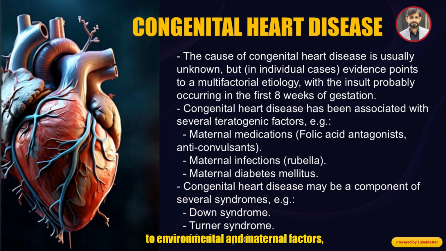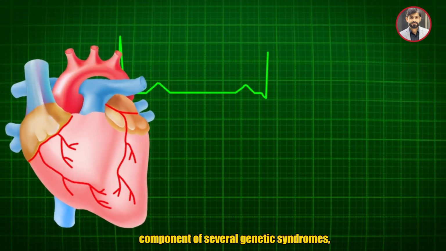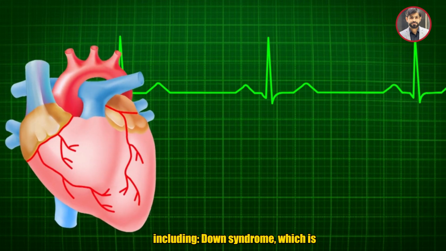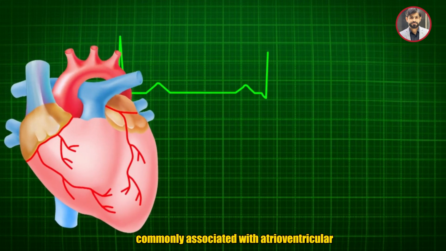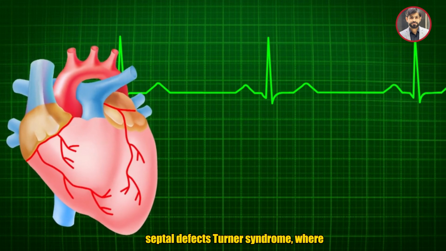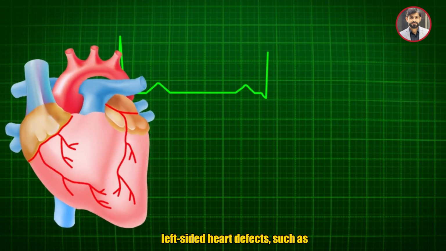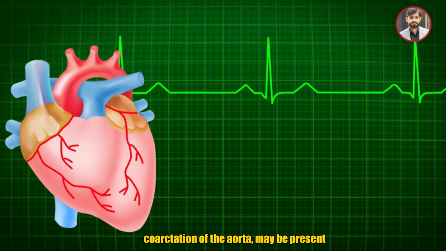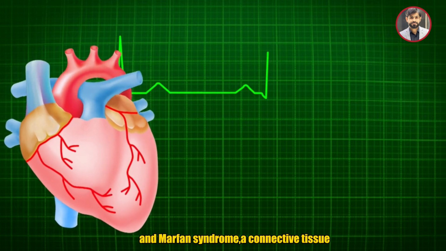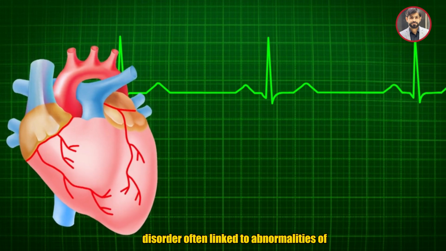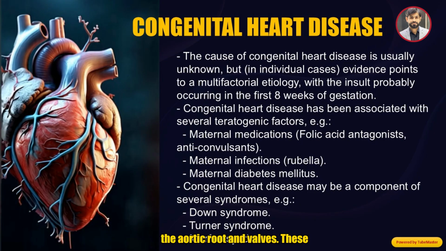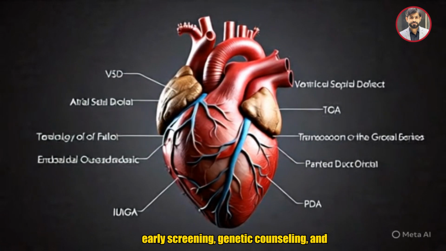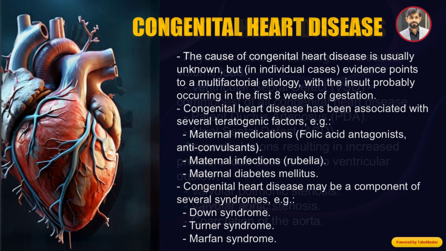In addition to environmental and maternal factors, congenital heart disease may also be a component of several genetic syndromes, including Down syndrome, which is commonly associated with atrioventricular septal defects; Turner syndrome, where left-sided heart defects, such as coarctation of the aorta, may be present; and Marfan syndrome, a connective tissue disorder often linked to abnormalities of the aortic root and valves. These associations underscore the complexity and varied origins of congenital heart disease, highlighting the importance of early screening, genetic counseling, and prenatal care.